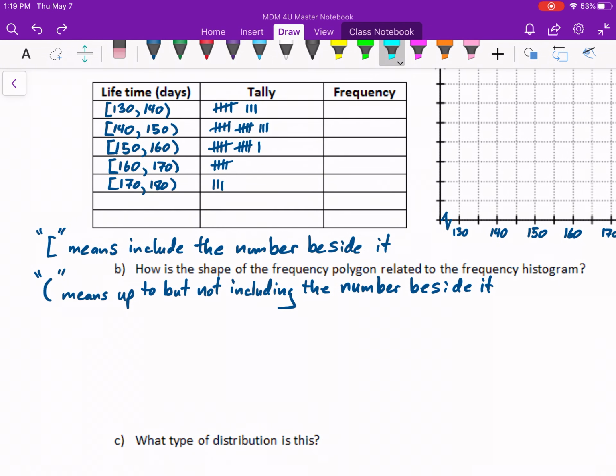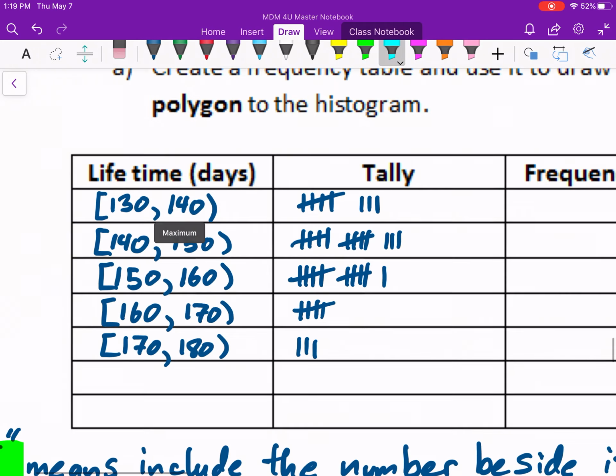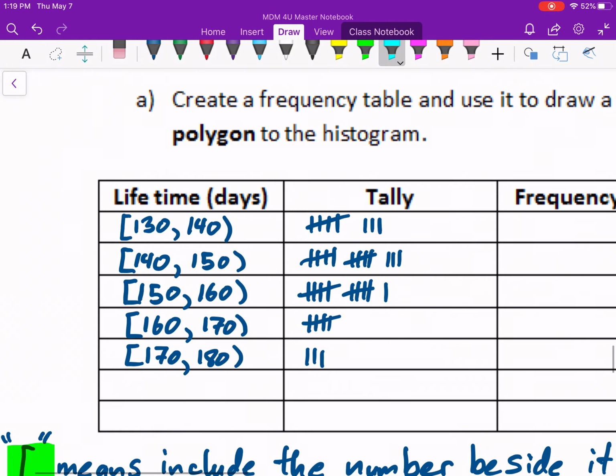The square bracket means include the number beside it. The round bracket means up to but not including the number beside it. The reason we have to do this is so we don't have overlap. So let's look at the first one. 130, 140, square bracket beside the 130, round bracket beside the 140.